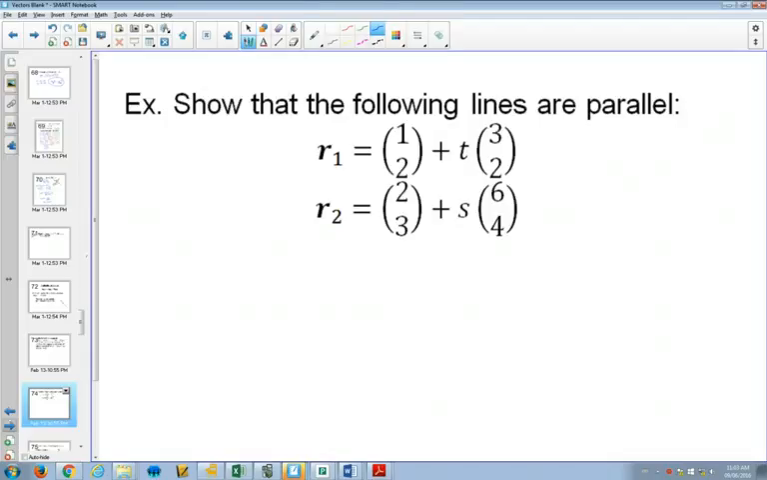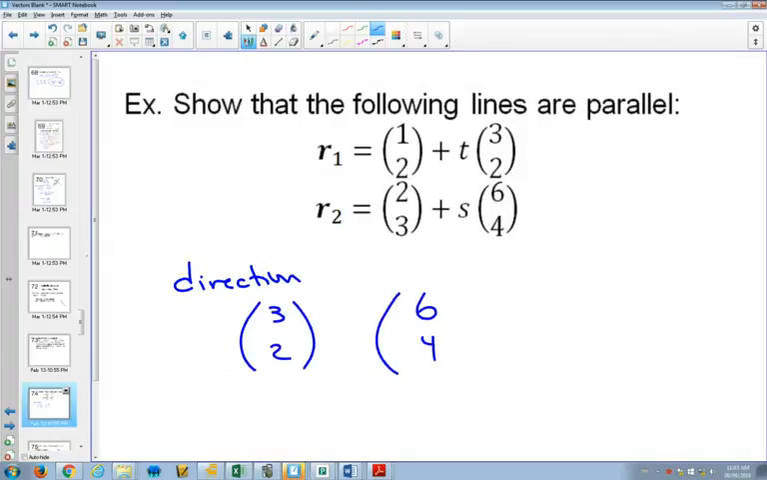So in this case, are these 2 lines parallel? Well, what are the direction vectors? The direction of the one is 3, 2. The direction of the other one is 6, 4. Can you find a value of k so that they're equal? In this case, if k is equal to 2, then you'd have 6, 4 equals 6, 4. And that means that they're going exactly in the same direction.